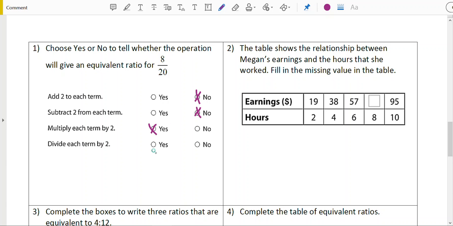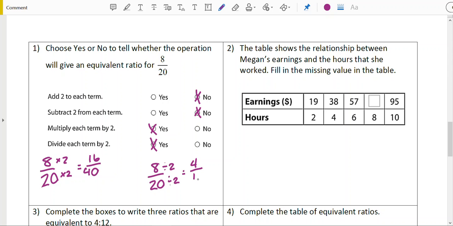I can multiply by 2 or divide by 2, because if I multiply, I would do 8/20 multiplied by 2, and I would get 16/40 as an equivalent ratio. Or I could take 8/20 and divide it by 2, and I could get down to 4/10. So either one of those are right, but you cannot add or subtract.